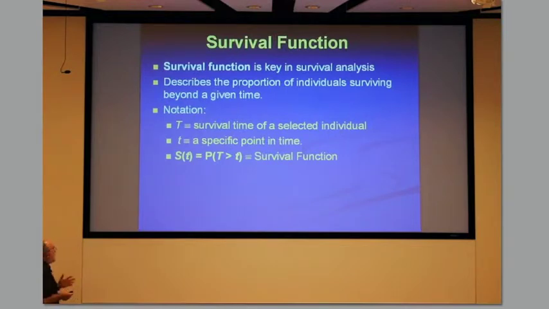So we have this survival function called, funnily enough, S of t. And so you say that, for example, S of 5 would be the probability of surviving past 5 years. So it's the probability that the patient survival time exceeds the specific time point of interest, for example, 5 years.